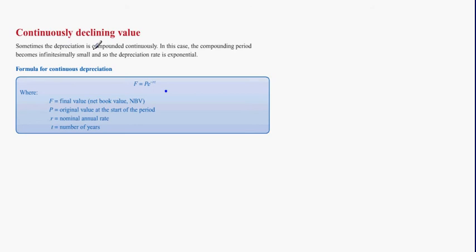So sometimes the depreciation is compounded continuously. In this case, the compounding period becomes infinitesimally small, so that the depreciation rate is exponential. So once again, F equals P e to the power of minus rt this time. So we're going to use these two formulas to answer the question.